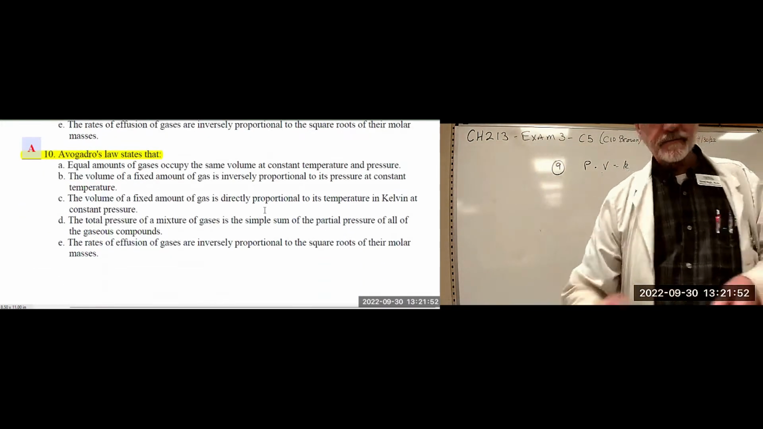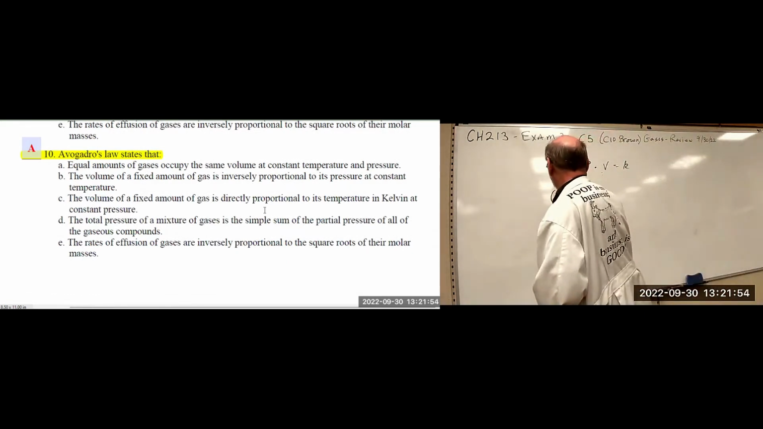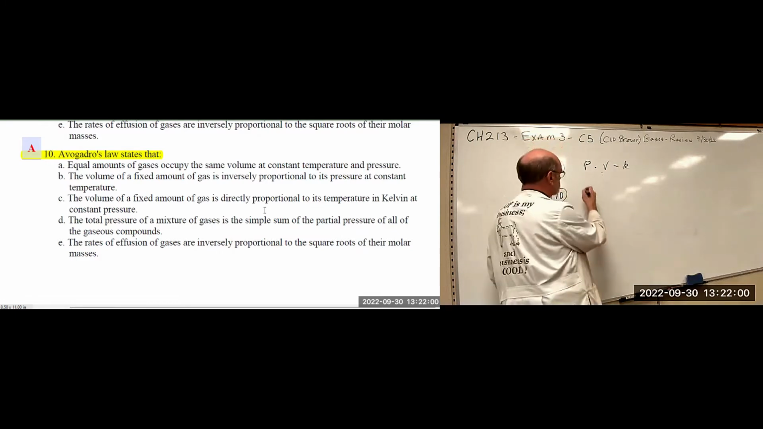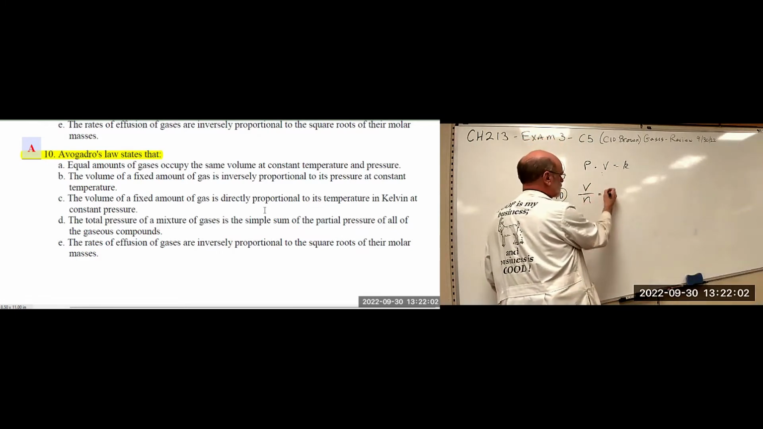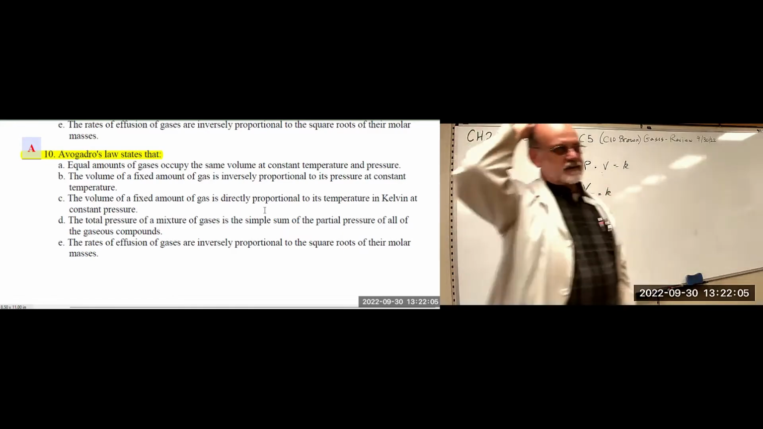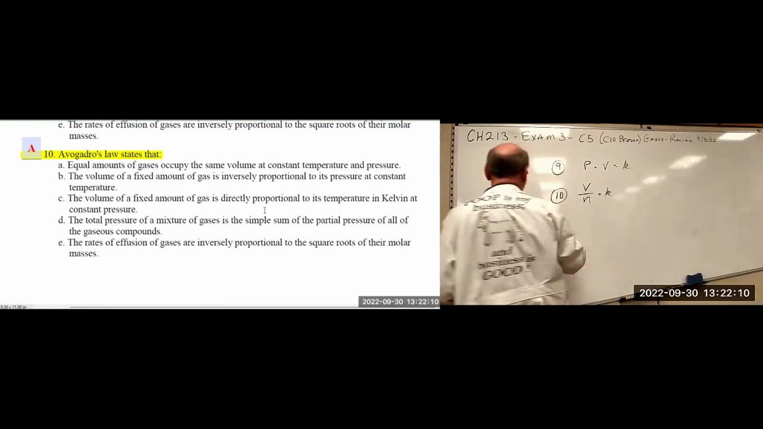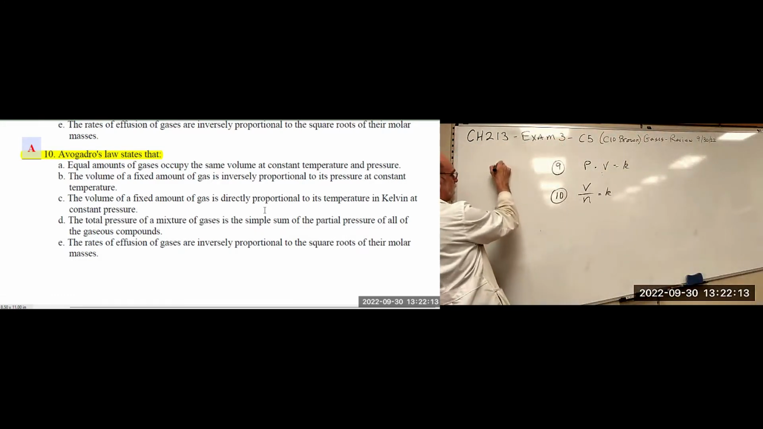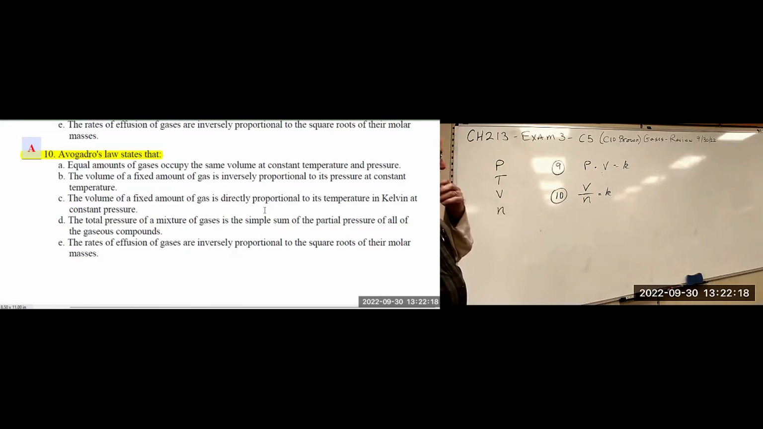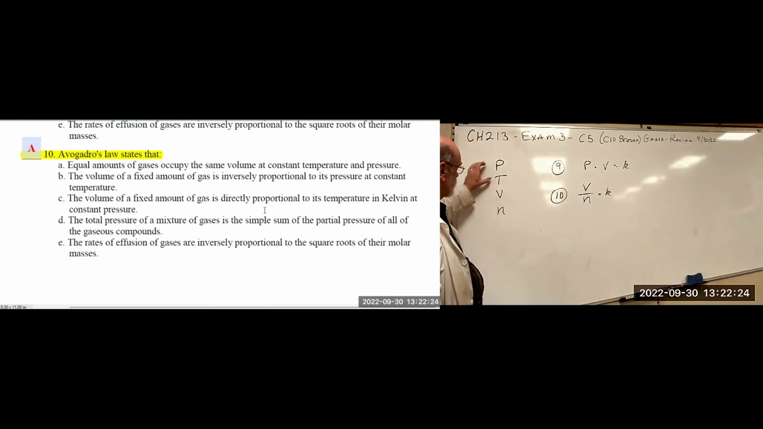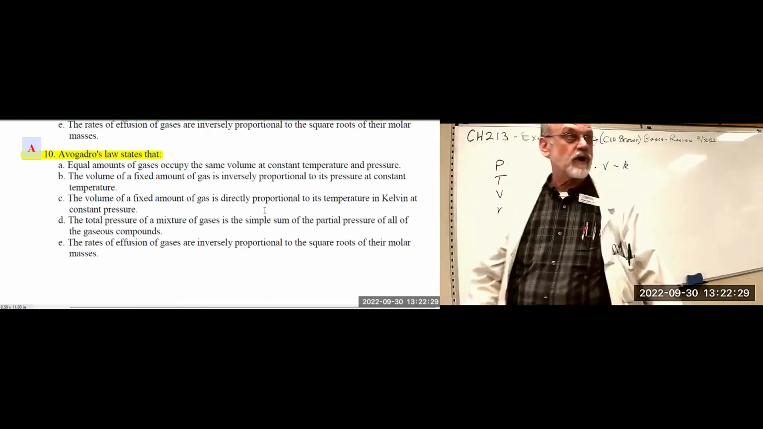Avogadro's law. Remember what Avogadro's law says? I think it's volume and moles is a constant. And remember, there are four factors that have to be accounted for when we're talking about a gas: pressure, temperature, volume, and moles. So if you're relating these two and letting them vary, that means these two have to be constant. Temperature and pressure have to be constant in order for Avogadro's law to work.